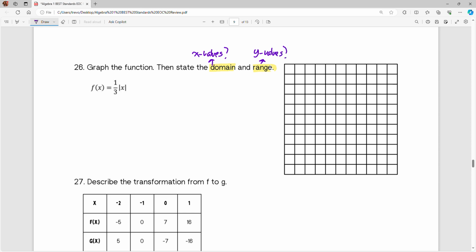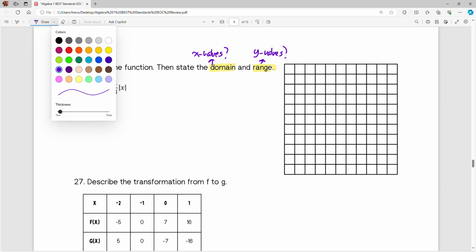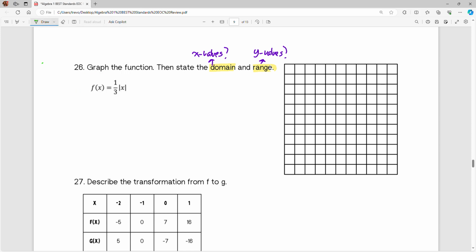So we've got an absolute value function, and what happens when you graph this, no matter what you put in for x, it's going to turn positive. So rather than being a normal linear function, we're going to have a graph that looks like some type of a V.